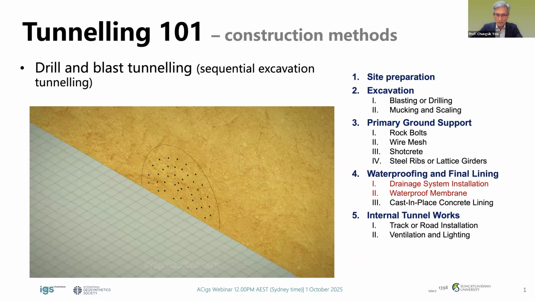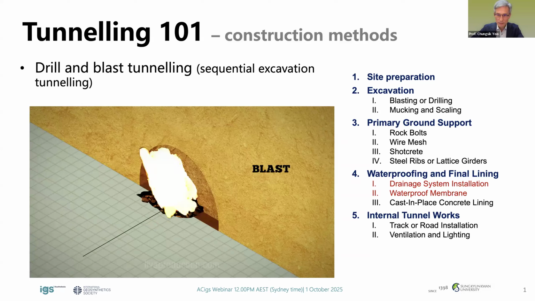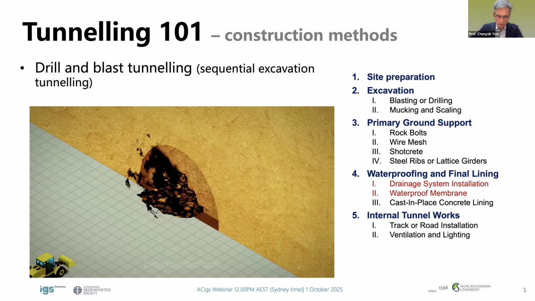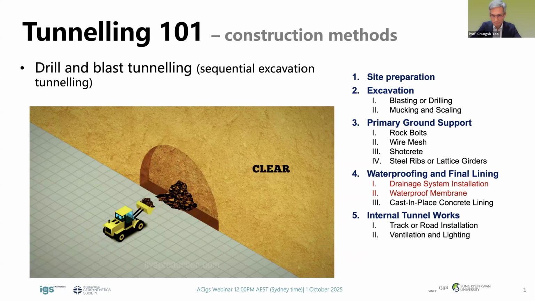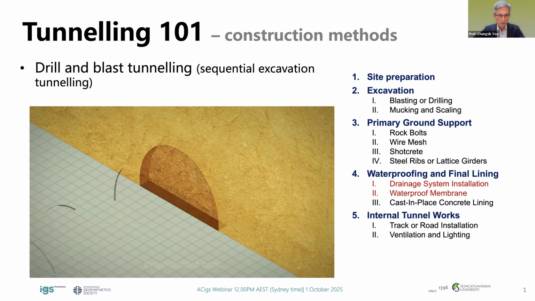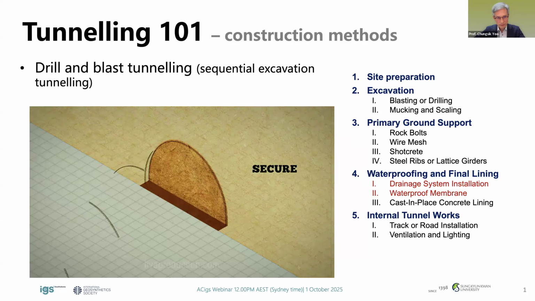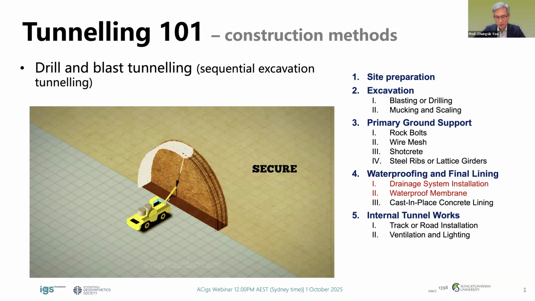After removing the debris, primary ground support is installed to stabilize the opening using shotcrete and or rock bolts, or steel ribs. And then you apply shotcrete. We call it sprayed concrete.